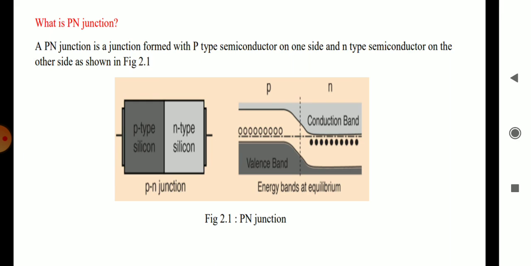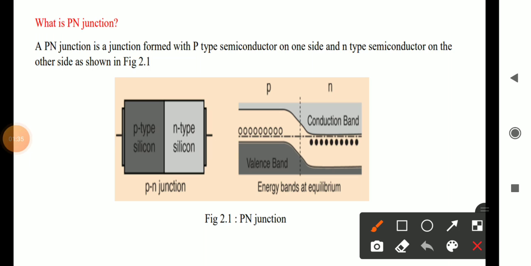On the right hand side, there is an energy band diagram at equilibrium. Here we are dealing with three conditions. One is equilibrium, which is when the PN junction is not supplied with any voltage. We are not giving any external supply to this PN junction. At this point, we have to study how the energy bands look.